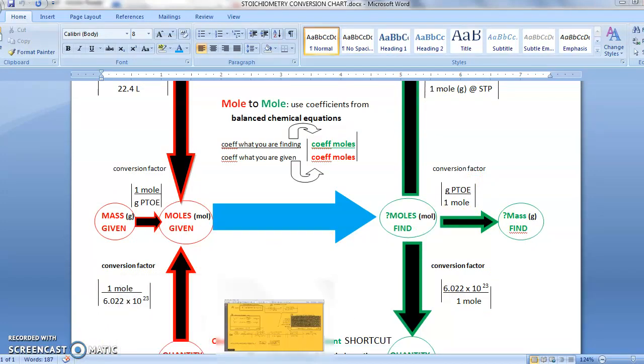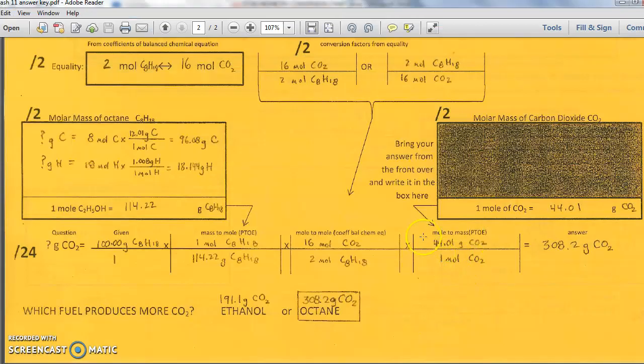If I don't have those charts real handy, I know that moles are here, they have to cancel out, we're left with grams. If we do the math, 100 times 16 times 44.01, divided by parentheses 114.22 times 2, parentheses when those are on the bottom. Burning 100 grams of octane produces 308.2 grams of carbon dioxide. That is like double, well, not double, but it is certainly more than the ethanol. So what we learn here is ethanol is a cleaner fuel.